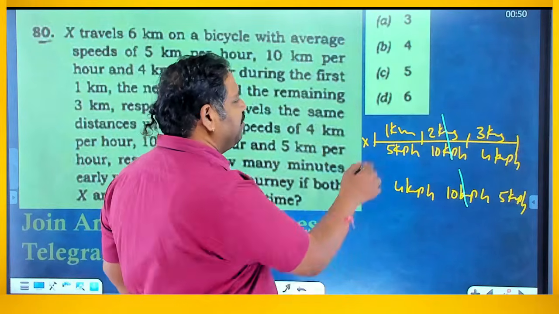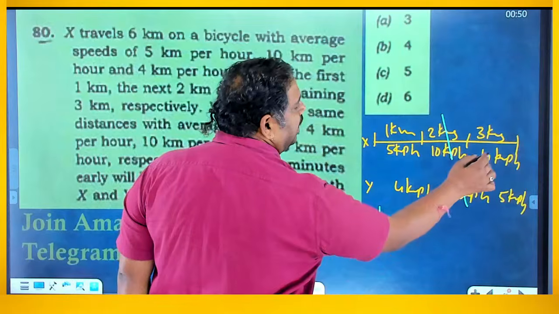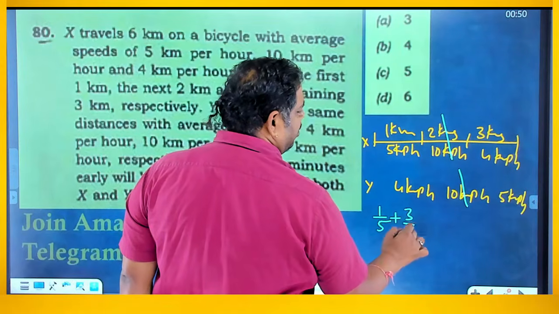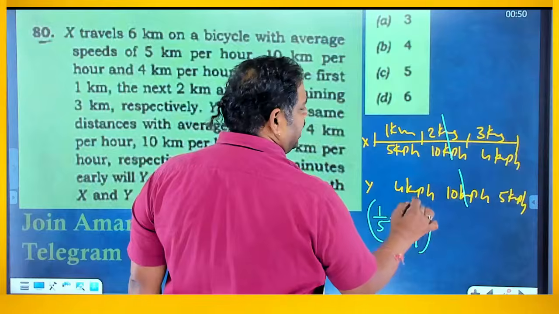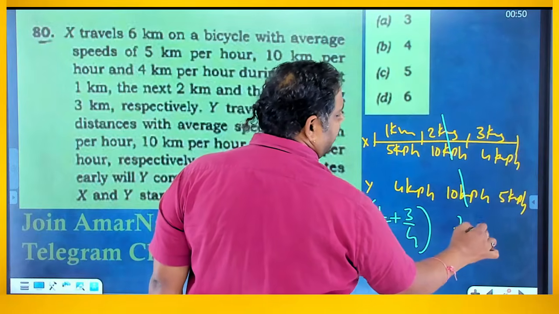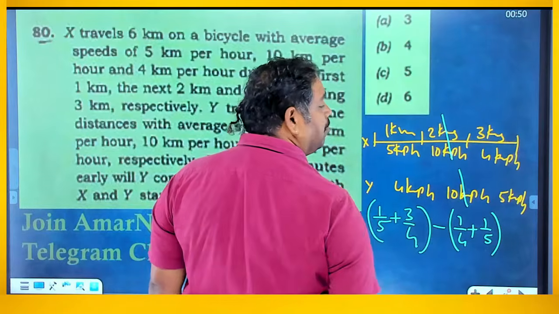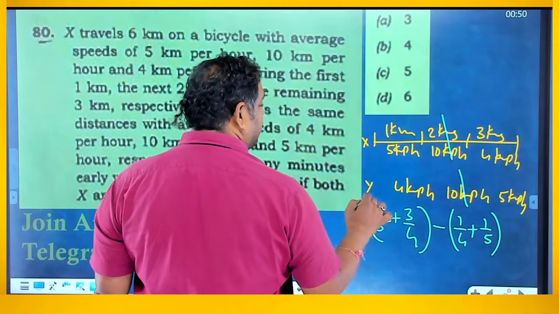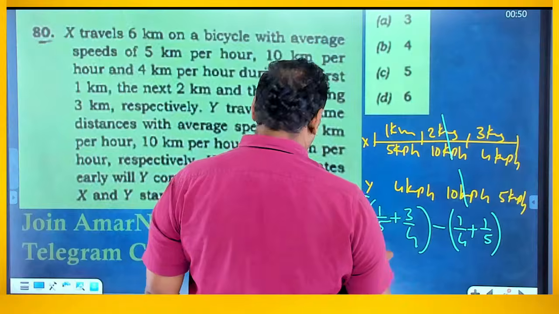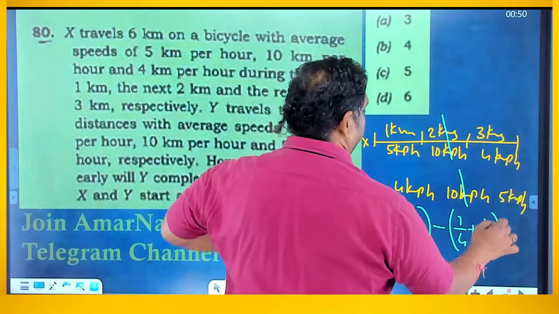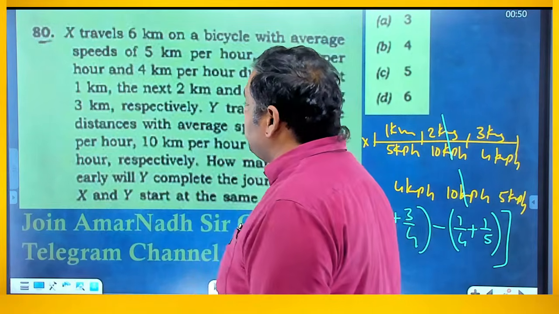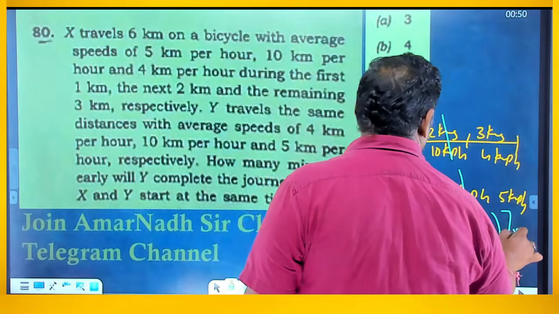So I'll say that he will take the time 1/5 and here 3/4. This I have already ruled out. He will take 1/4 and he will take 1 by 5. These all are in terms of hours, because kmph and kilometers. Options are in terms of minutes, because he's asking clearly how many minutes early. That's why multiply with 60.